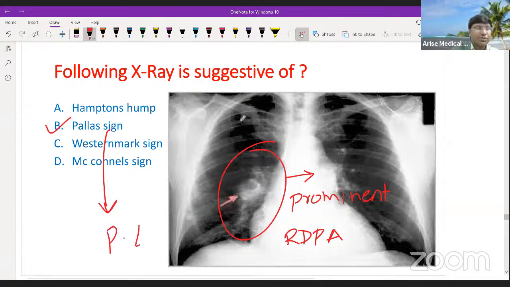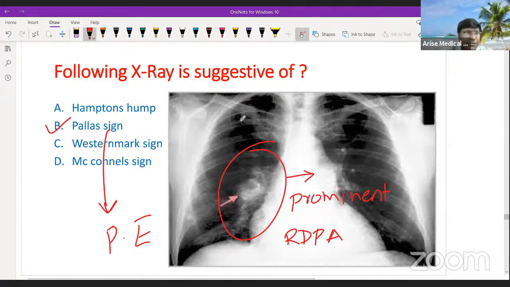Yes, Shama, it is not the 1, 2, 3 sign. The 1, 2, 3 sign you will see in sarcoidosis. In the 1, 2, 3 sign, you will have right paratracheal lymphadenopathy and right and left hilar lymphadenopathy. It is not what you are observing in this particular X-ray. You are observing the presence of a prominent right descending pulmonary artery. That is nothing but your Palla's sign.